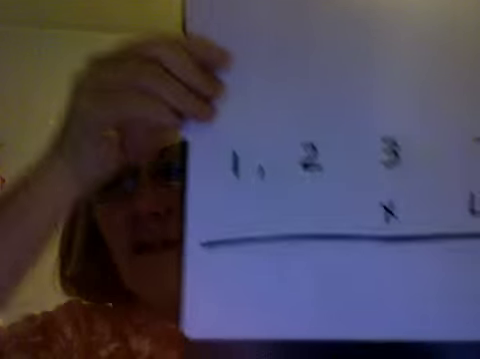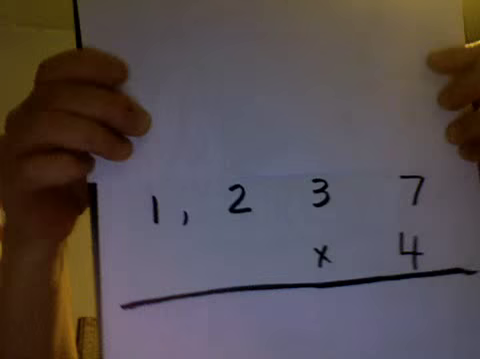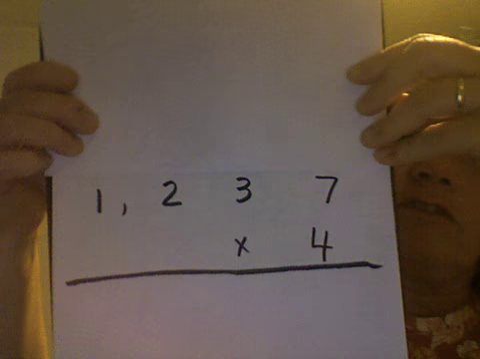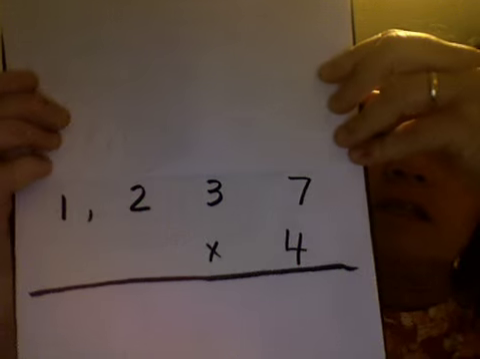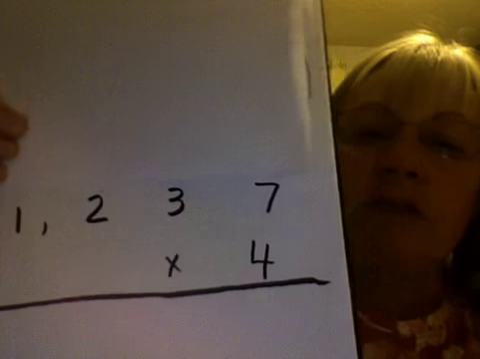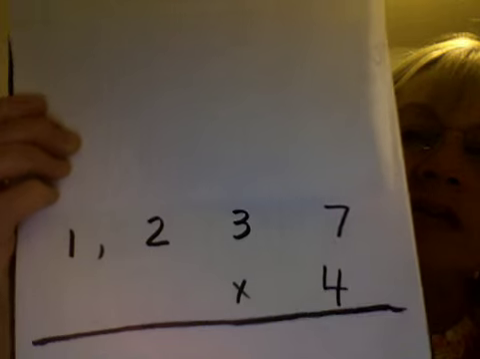We'll start with the problem 1,237 multiplied by 4, which looks like this when I write it. I've left lots of space so that our illustration will have room in between the columns. This number is 1,237, and we need to multiply it by 4 and find out how much that is.